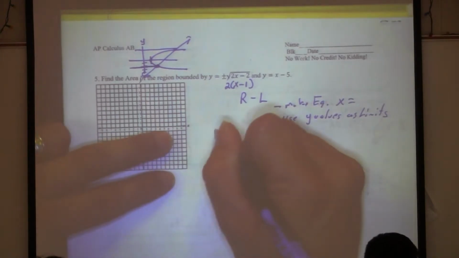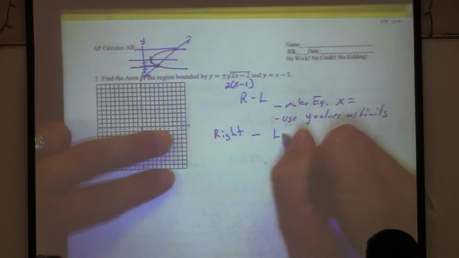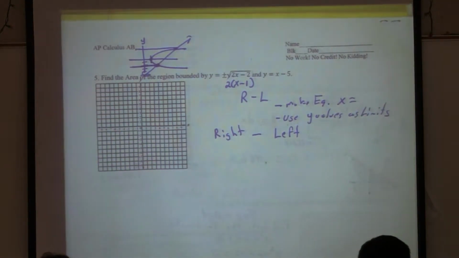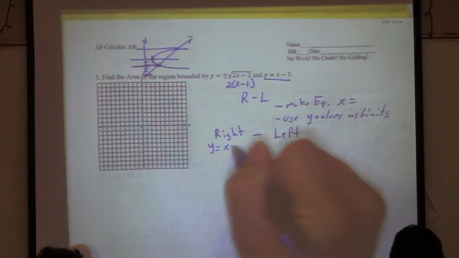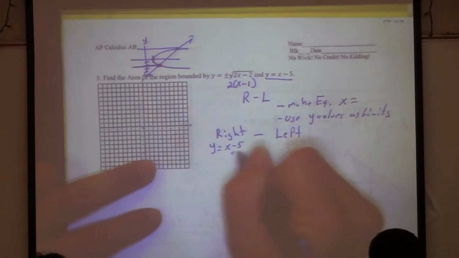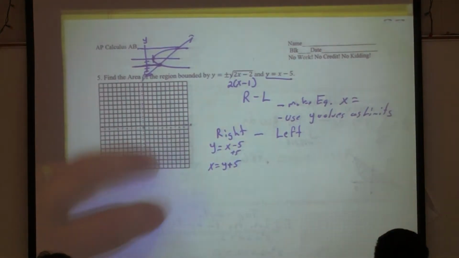So before you make them x equals, put them in the correct order. Which one's the right one? Which one's the left one? Which one's my right one here? This guy, right? So y equals x minus 5. Now let's make them x equals. X equals y plus 5. Okay, he's ready to be used.